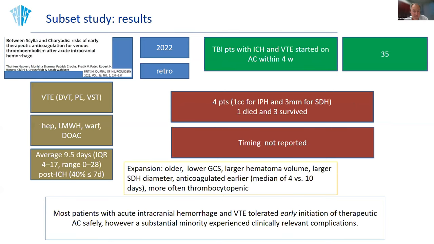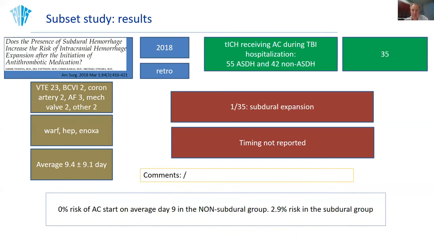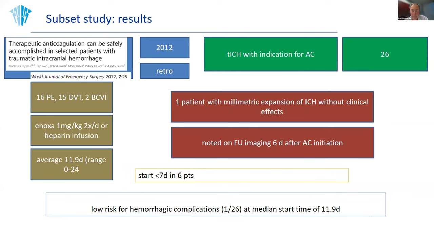And then further on, 35 patients, average start date 9.5. 4 patients here had a hemorrhagic complication. There was a clear association with patients being older, lower GCS, larger hematoma volume, larger SDH diameter, and anticoagulation started earlier. And also patients with a complication were more often thrombocytopenic. So it's not just the mechanism on which the anticoagulants work. It's more like the total coagulation cascade that you should take into account. 35 patients in this study, only one with expansion. It was a subdural with an average start date of 9. And 26 patients, only one again with expansion with an average start date of 11.9, so almost 12.